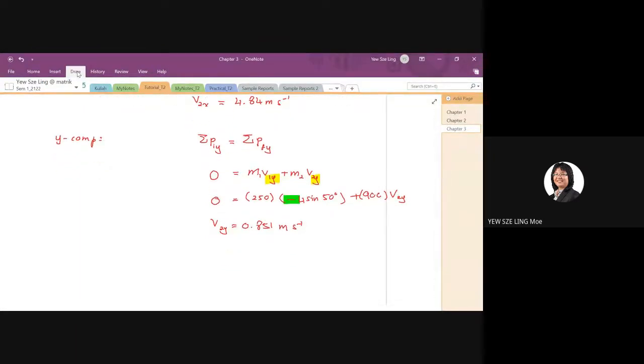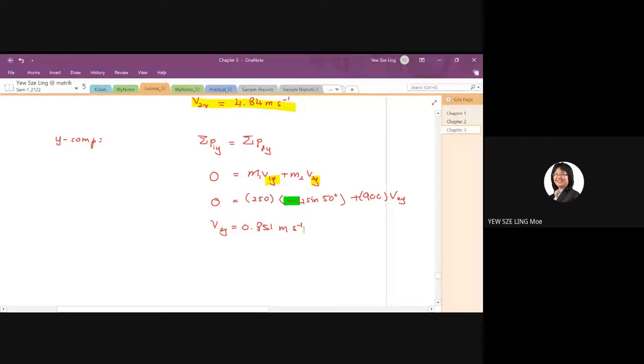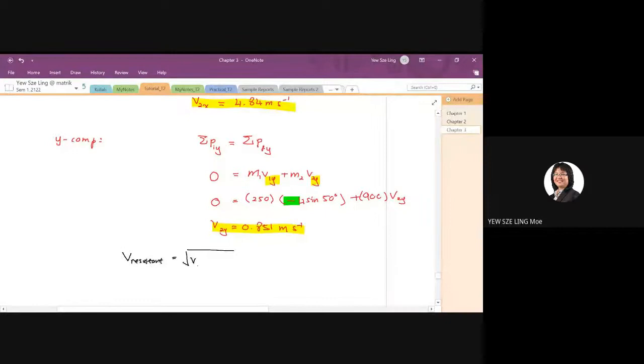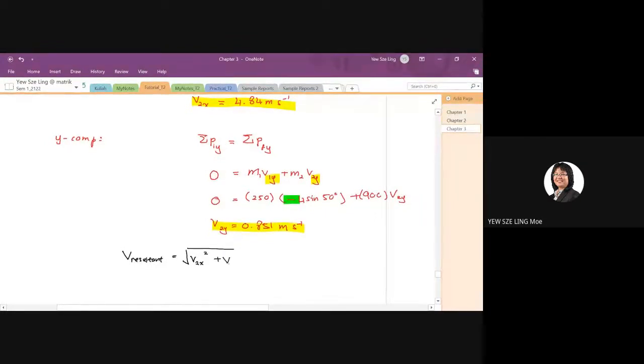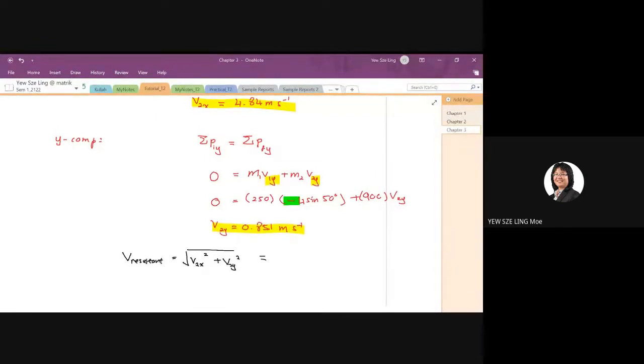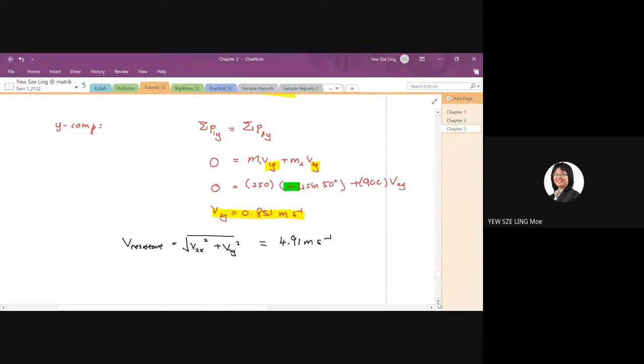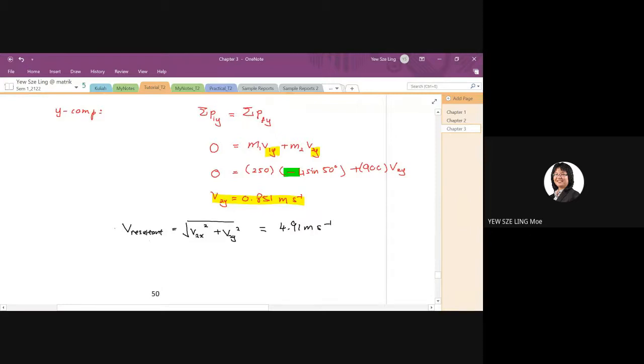Now that you have V2x and V2y, you can then calculate its resultant. So V resultant is equal to square root of V2x squared plus V2y squared. So you substitute the value and eventually you will get the answer, which is 4.91 ms negative 1.